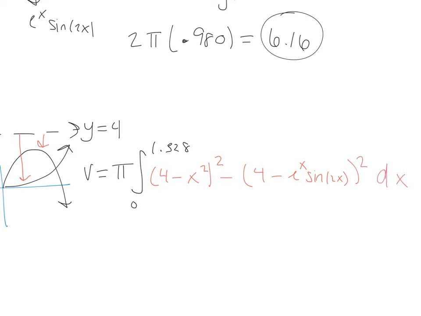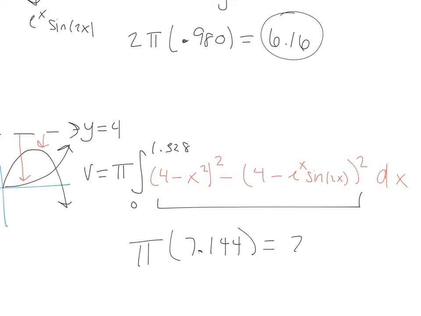Okay, so I'm going to put this into my calculator, this into y1, and I'm going to multiply that by pi, whatever comes out, and that's 7.144, and that ends up me getting an answer of 22.444.